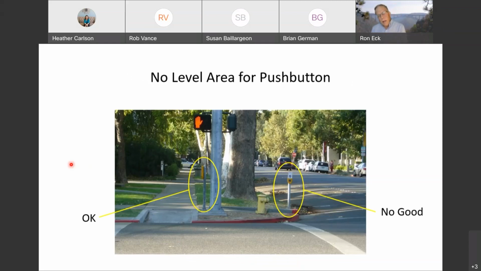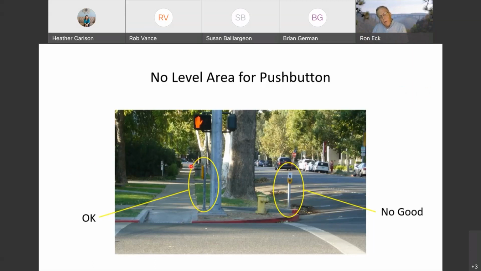Also, another mistake is no level area for the push button at a signalized intersection. We haven't really talked about signalized intersections, but you see a couple examples of push buttons here. And one thing we also haven't talked about is how a manual wheelchair is braked, or stopped. The way a manual chair is braked or stopped is by the person in the chair holding on to the wheels with both hands. And so if they're holding on to the wheels with both hands, they don't have a free hand to activate a push button.